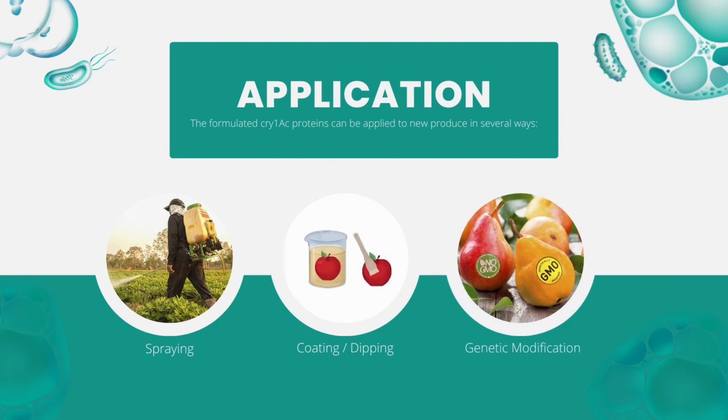Third, genetic modification. In some cases, the Cry1Ac gene can be introduced directly into the plant's genome to enable the plant to produce the desired Cry1Ac protein. This method is known as genetically modified organism technology, or GMO.